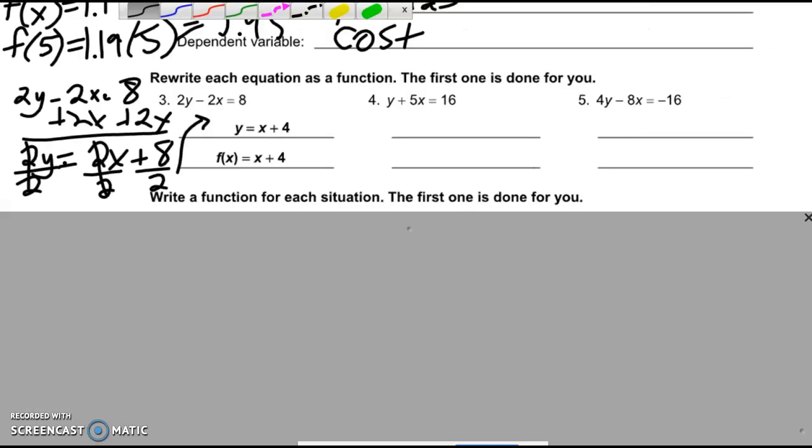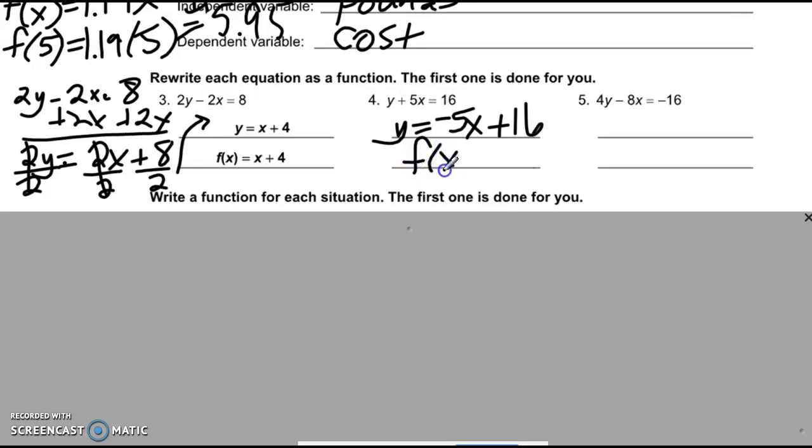So all we do on number 4 is subtract 5x. We get y equals, we want to put our x first, so that's going to be a negative 5x plus 16. And then changing it to function notation, Kimberly, what is that going to be? Let's put the x first, the negative 5x plus 16. And we would say that f of x equals a negative 5x plus 16. Good.